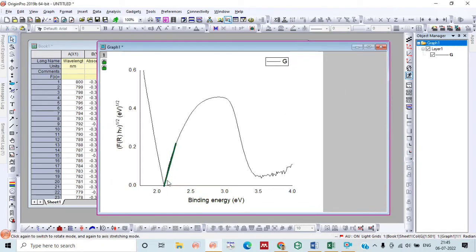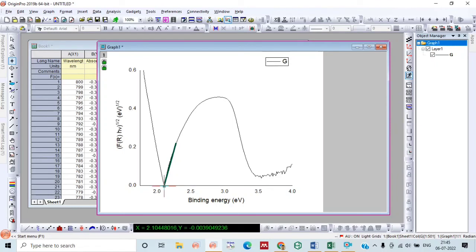And here the tangent is intersecting the x-axis at zero coordinate of the y-axis at approximately 2.1. Let's check. Yeah, that is 2.09. So this is the band gap calculated for this material. As you can see, 2.09 on the x-axis, it is showing the band gap.